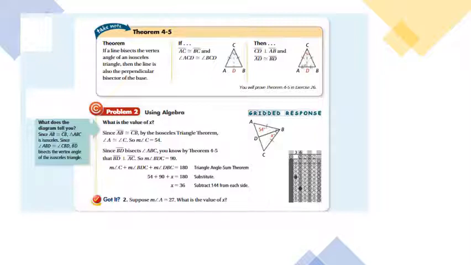Let's see next, problem 2, using algebra. The question is, what is the value of x? I want you to look at this triangle and tell me. Here they put the mark, so you can understand that this triangle is isosceles, is it right? They put the mark, so you can understand that AB is congruent to CB. They give you here this angle x, and they put the mark. That means this angle is congruent to this angle. And they give you here 54. This is the measure of angle A. The question is, what is the value of x?